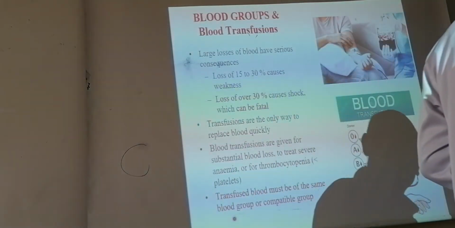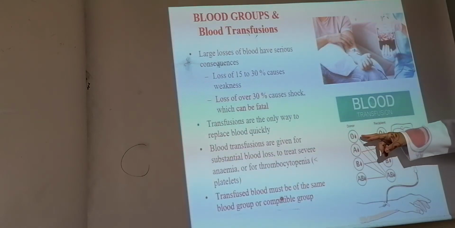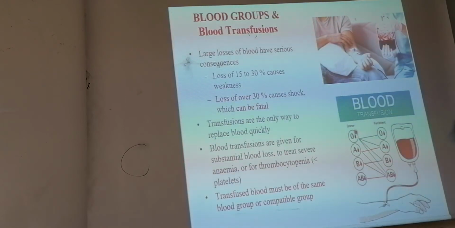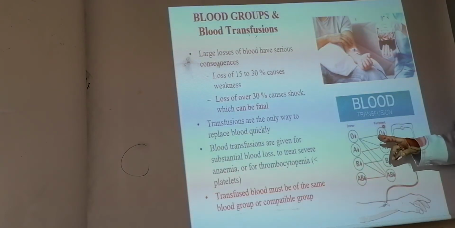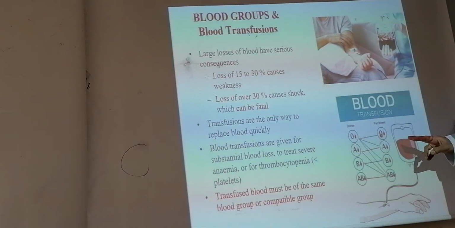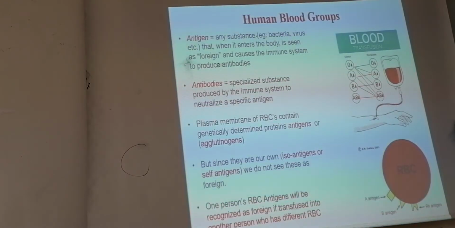So as we said, if the donor is O negative, he can give to all types of blood. He can give to O, to A, to B, and to AB. If it is positive, he can give to all positive only, but he cannot give to negative. A can give to A and AB. B can give to B and AB.